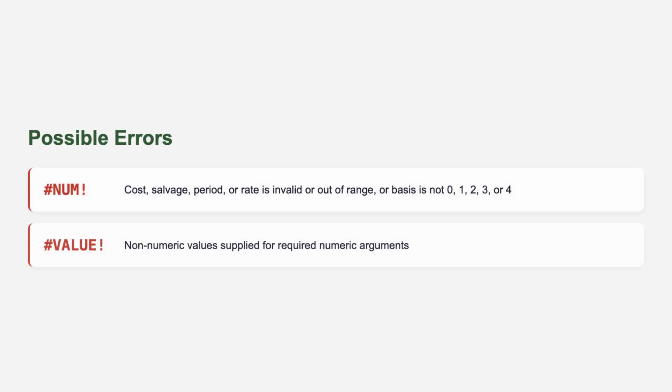Watch out for common errors. A num error occurs when cost, salvage, period, or rate is invalid or out of range, or when the basis is not 0, 1, 2, 3, or 4. A value error occurs when non-numeric values are supplied.